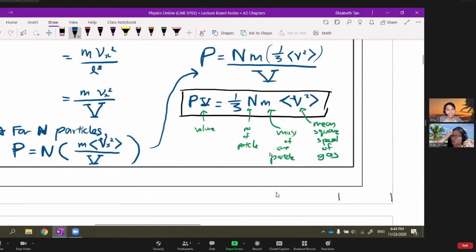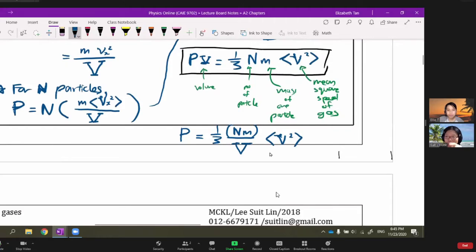Okay. So I will need to bring the V back because I want to include density. So this will be 1/3. Nm is the mass of the sample. V is the volume of the sample. And then this will be still mean square speed. So this Nm over V is equal to density, rho. 1/3 rho v square. And sometimes your syllabus or your formula sheet calls it 1/3 rho c square.